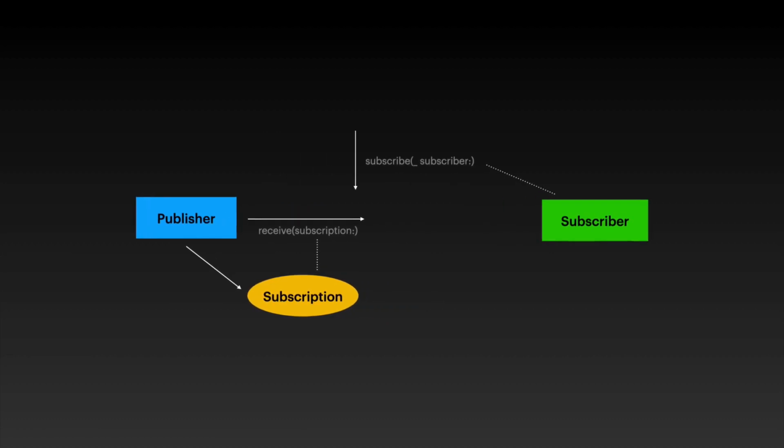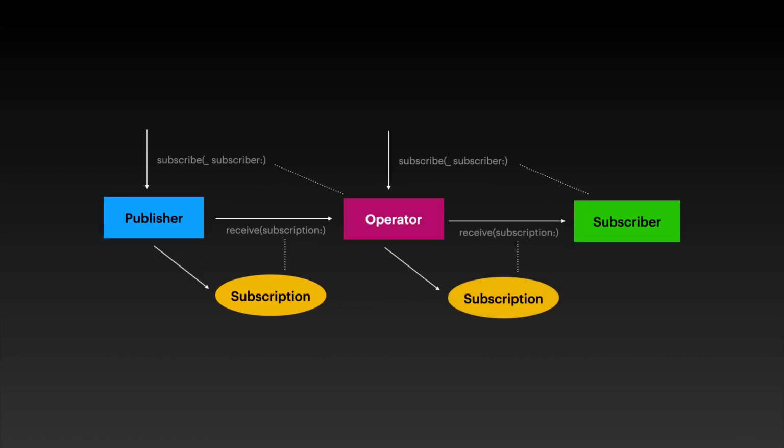So when we put an operator in the middle here, it's actually the exact same process. The subscriber subscribes to the operator instead, and the operator turns around and subscribes to the publisher. The publisher creates a subscription class, passes it downstream to the operator, and then the operator creates its subscription class. And at this point, the subscription class maybe is a bit of a misnomer because it's not only a subscription, but it's also itself a subscriber. So as you can see, the operator kind of sits in the middle here. It acts as a subscriber and as a publisher.